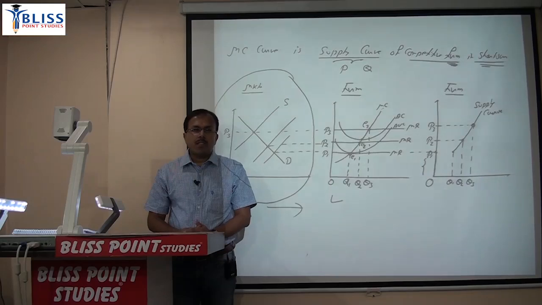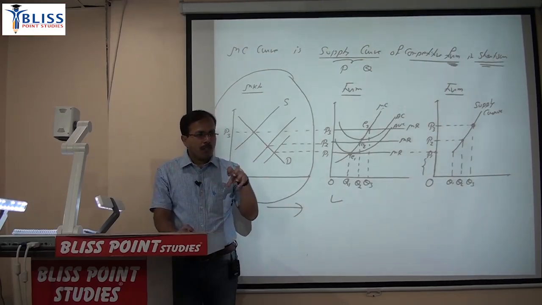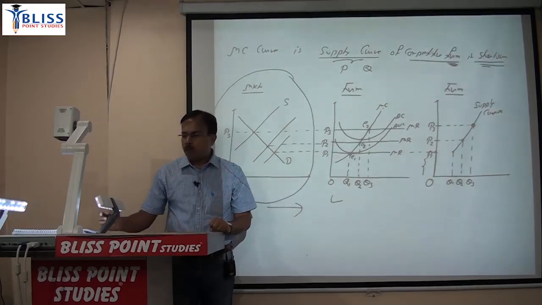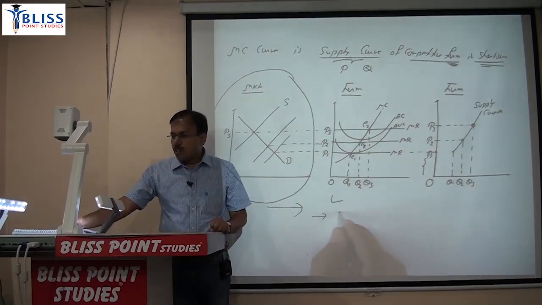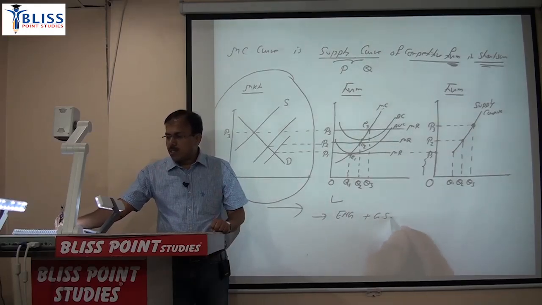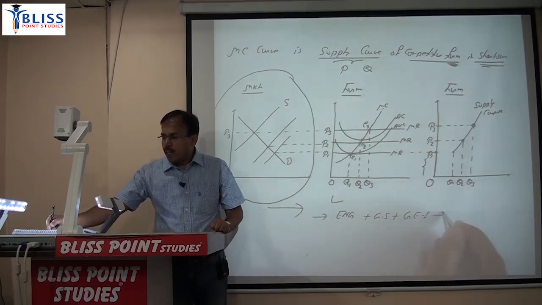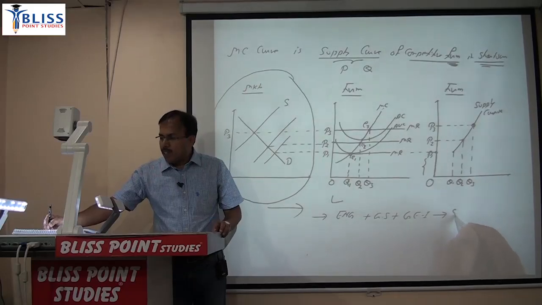So long as your average is declining, marginal must be below it, less than that. And if your marginal is more than your average, then it will pull the average upward. Just a simple example. Suppose a student is scoring in English, GS and General Economics one part an average of 80%.